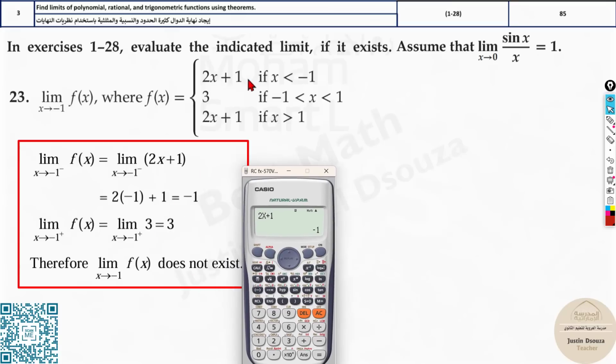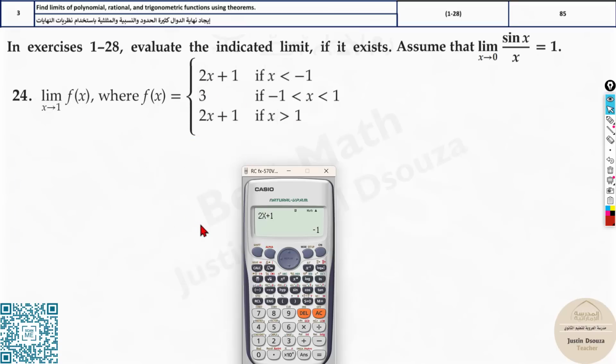It does not exist. Can you see that? Why? Because they do not match. Because over here the first one we got minus 1, whereas the second one is 3. So if you had got 3 over here, then it exists. Here, if you're doing x approaching 1, yes, it will exist because we both will get 3 and 3. But look at the question. They have clearly asked x is approaching minus 1, not 1. So you have to just use minus 1 and minus 1, these two equations, and it does not exist.